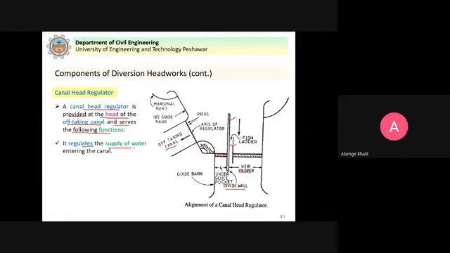It regulates the supply of water entering the canal. It controls the entry of silt in the canal. And it prevents the river floods from entering the canal. Because if we do not have this regulator and flood water comes, there will be no control to restrict the flood water entering into the canal. So this is a gated structure provided, and it prevents the river floods from entering the canal.